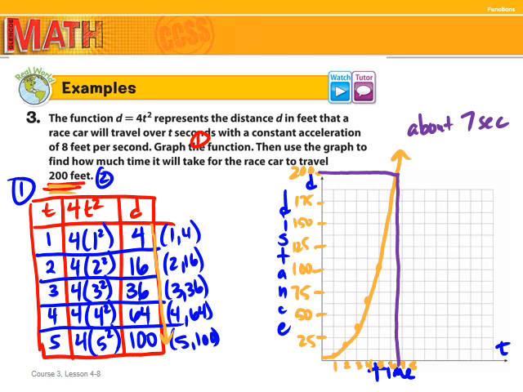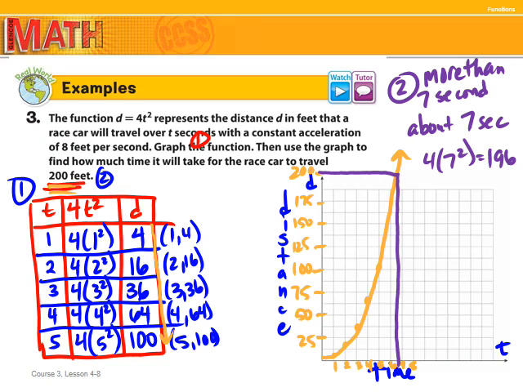Let me plug in 7. Let's go 4 times 7 squared. 7 squared is 49. 49 times 4. Let me check that in my calculator. That's going to equal 196. So how much time will it take for the race car to travel 200 feet? It's actually going to be more than 7 seconds. So part B, or 2, will be more than 7 seconds.